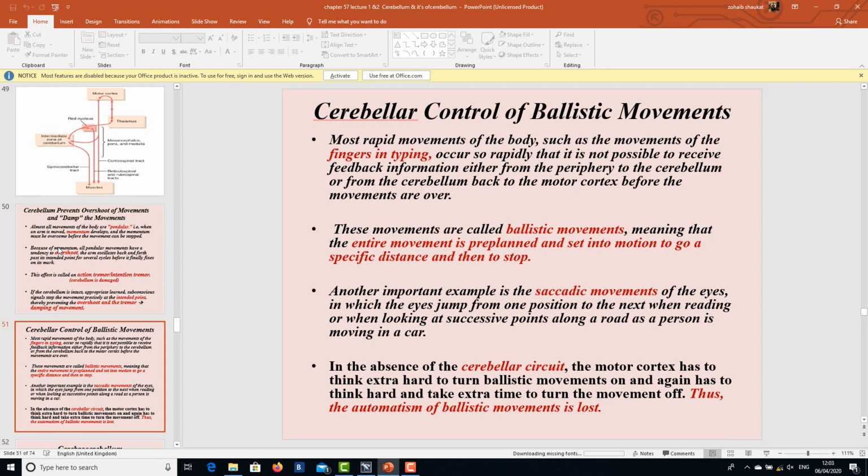Now, the cerebellar control of ballistic movements. Most rapid movements of the body, such as the movements of fingers in typing, occur so rapidly that it is not possible to receive the feedback information either from the periphery to the cerebellum or from the cerebellum back to the motor cortex before the movements are over. These movements are known as ballistic movements.